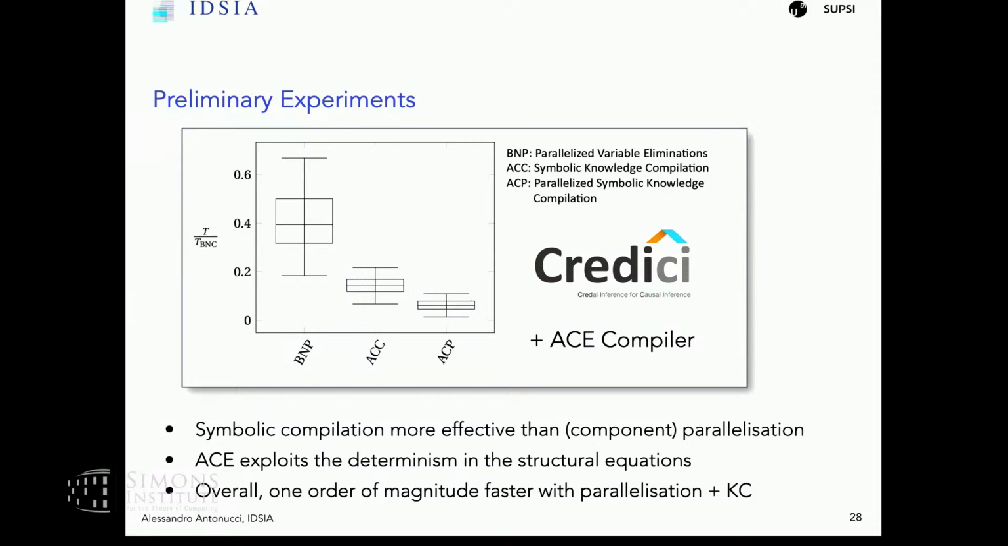If you do parallelization, you reduce the time by a factor of 2. If you do the symbolic compilation, you reduce the execution time by a factor of 5. And overall, we save an order of magnitude. But these are very preliminary experiments. With parallelization, you can do much more, and we intend to improve the compilation part a lot. So this is the general idea.